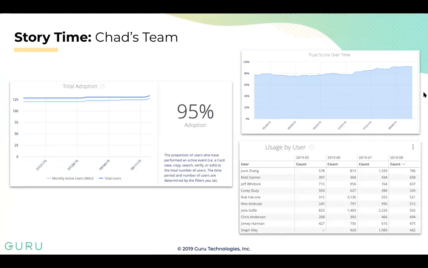So here you can see the trust score over time, along with adoption here. And then as well, Brianna was able to get insight into what kind of knowledge and the usage by user here. So knowing which team members you have that are most engaged and what they're looking for.